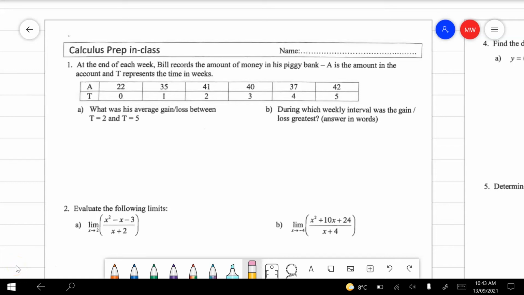In this video, we'll try and have a go at this calculus prepping class task. So there's a variety of questions here that sort of cover most of the non-graphing stuff for this topic. So let's have a look.